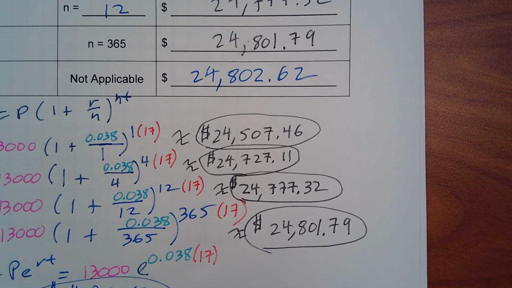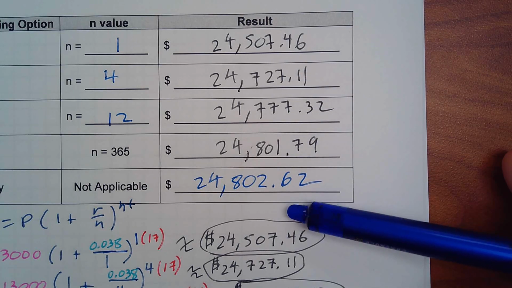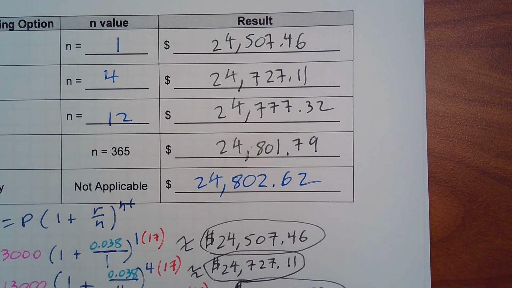And so notice here that as your compoundings increase, the amount of money you end up with increases. And that's what should happen when you're doing these problems.